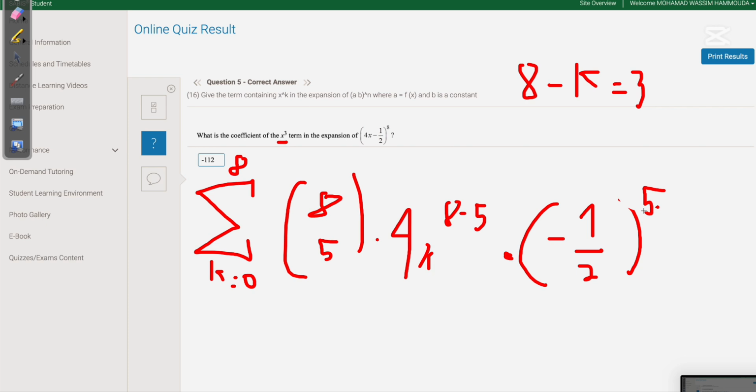So again, 8 C 5 times 4x to the power of 3. Let's just take the coefficients since that's what they're asking for. So 4 to the power of 3 times negative 1 over 2 to the power of 5. This will give us negative 112.